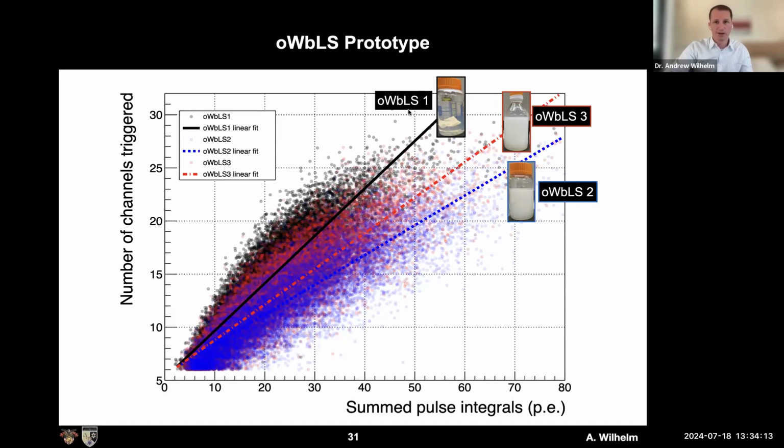So once again, here in black, you have opaque water-based liquid scintillator 1, which is fairly transparent, has a relatively long scattering length, and we see that pretty sharp relationship between number of channels triggered and summed pulse integral. And then on the other end of the spectrum, down here in blue, you have opaque water-based liquid scintillator 2, in which the relationship between the summed pulse integral and the number of channels triggered is flat. And so from that, we concluded that the scattering length of opaque water-based liquid scintillator 2 was likely the shortest of the three formulations we had.